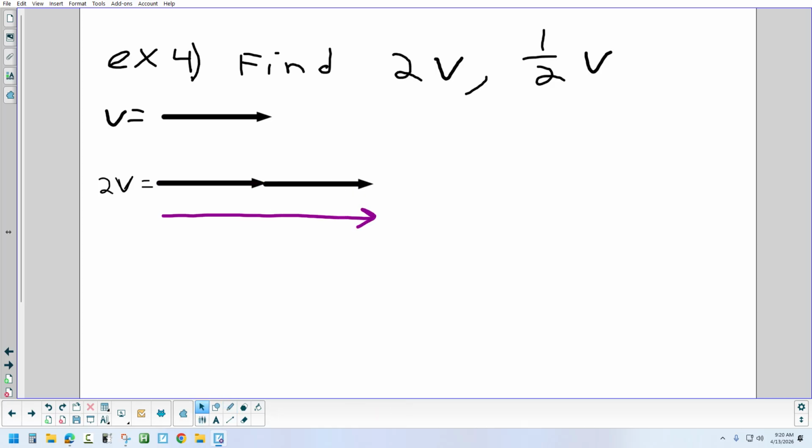Now, to do 1/2 v, I don't really have a way I can do that on the board without measuring. If I could scale it by 50%, I could make it smaller. But I'm going to have to just estimate that one. 1/2 v, I don't know, maybe about like that. If I was using a grid, then I could do it exactly. Just measure the distance and make it half as long. Okay, so no change in the direction, just changes in magnitude, the length. Questions on that?